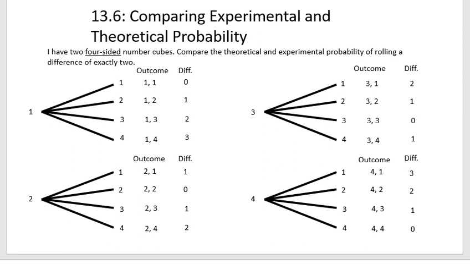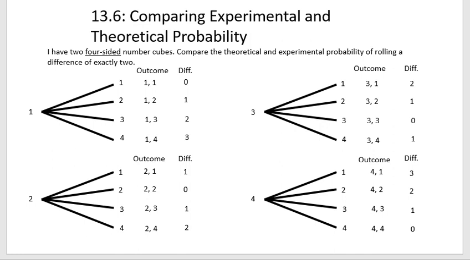Welcome back, grade 6. Today we're working on Nelson Math, chapter 13, section 6, comparing experimental and theoretical probability. We spent a lot of time already looking at each of these separately. When we look at the experimental, we are running the experiments with either number cubes or coins or spinners, and we spent the last couple of days looking at theoretical probability, which is coming up with all of the possible outcomes and seeing how likely each one of them would be to come up.